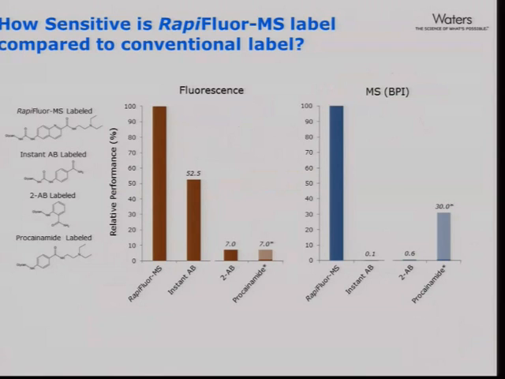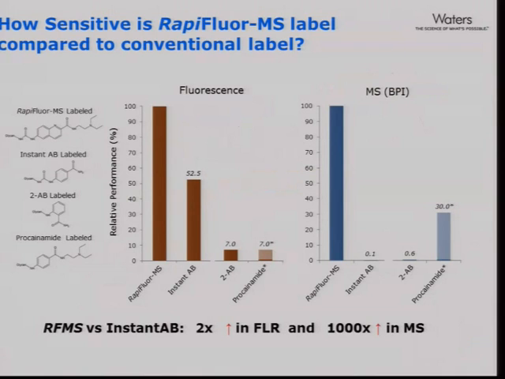Then you put it on the mass spec and you don't see anything because the sensitivity of the mass spec is so poor. So this label has been specifically designed to give you very high mass spec sensitivity. Here you can see the RapiFluor label compared with the Fast 2-AB label, the Instant 2-AB, the 2-AB that we conventionally use, and procainamide, which is another label that people like to use. So this new label is, I think, twice as sensitive in the fluorescence compared with anything else. But if you look at the mass spec, the difference between its best competitor, which is procainamide, and the new fluorophore is enormous. It is 100 to 1,000 times more sensitive in the mass spec.